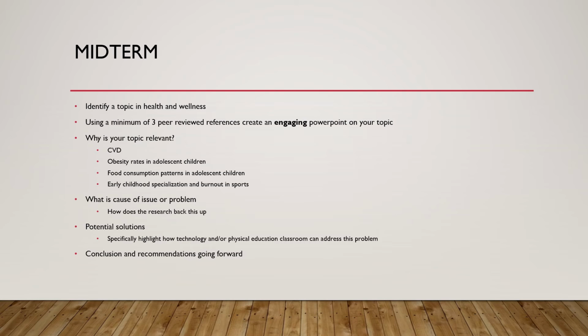What's the cause? What's the mechanism driving this problem? What's driving obesity rates? Those are things we've talked about all semester, and specifically in our last presentation, whether it's a lack of activity or an increase in total caloric intake. But use research to back all of these things up. How does the research back this up?